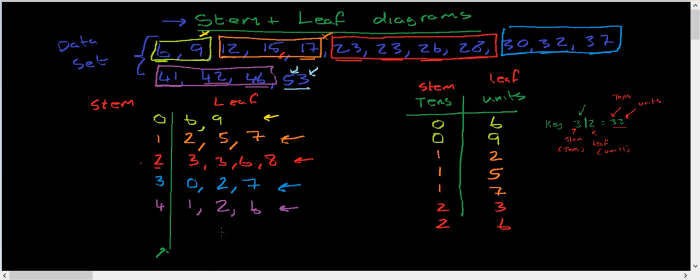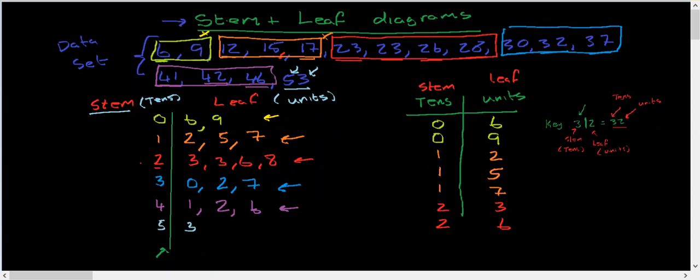So remember, the stem represents the tens part of the number. So we have 5 here, and then the units part of the number is represented here. Okay, so stem represents tens and leaf represents units. So what we have here is what's known as a stem and leaf diagram.